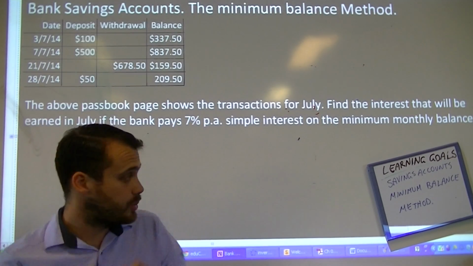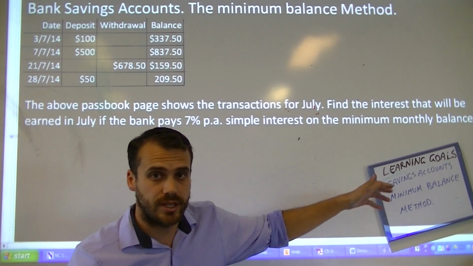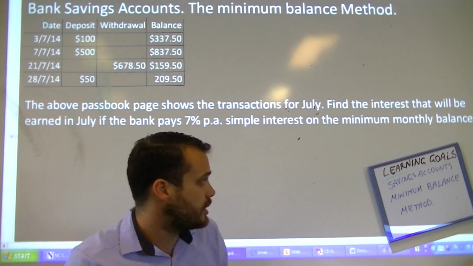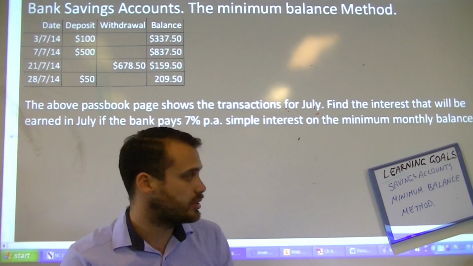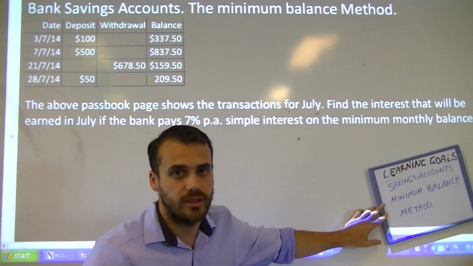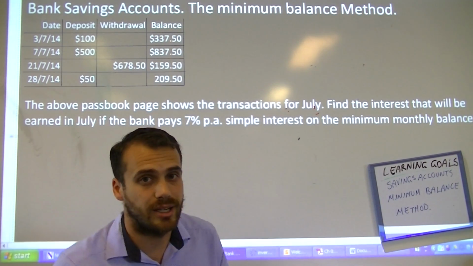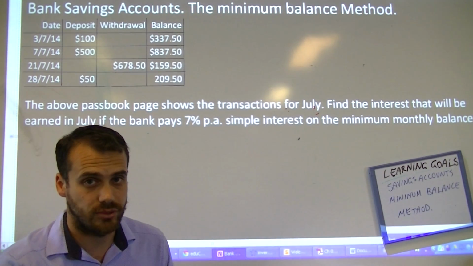Okay, so in this video we're looking at savings accounts, that everyday account that you keep with your bank. We're looking at one of the two ways that you can calculate the interest on it. This is called the minimum balance method. Now it is by far the easiest way to calculate this interest.